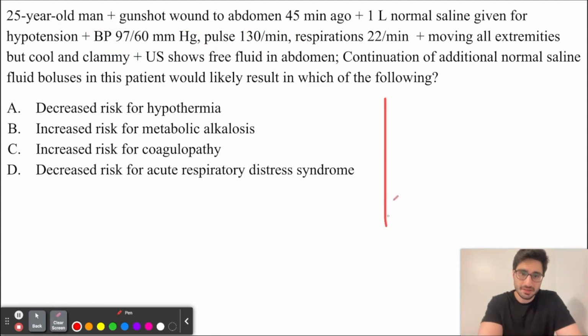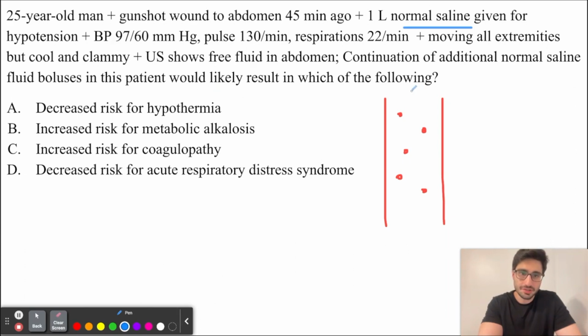Now imagine that this is a blood vessel for this person, and inside this blood vessel we have blood, and inside the blood we have blood products like platelets and coagulation factors. Now the question is asking if we continue to give this person normal saline, then this would most likely result in what?